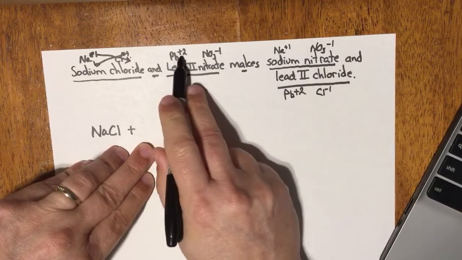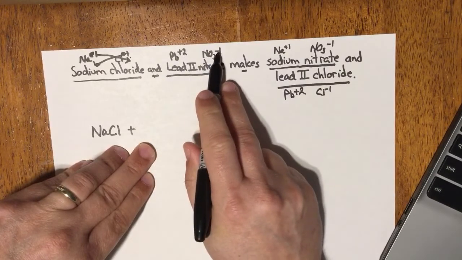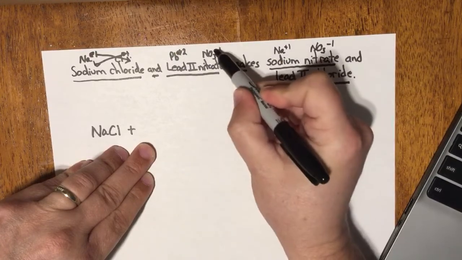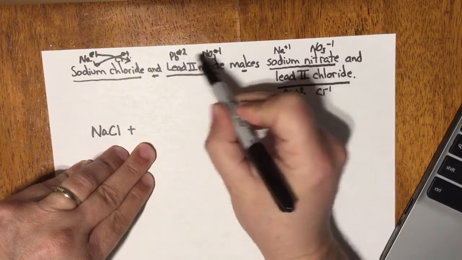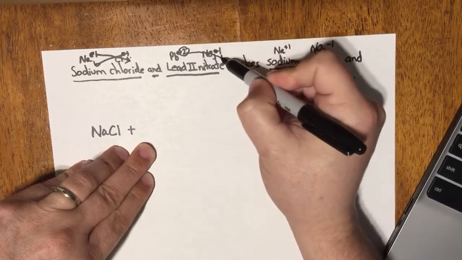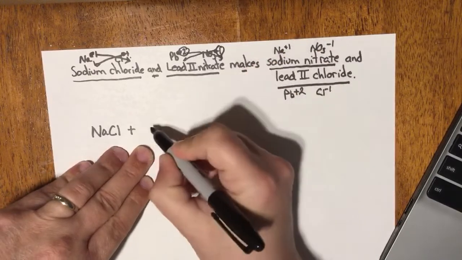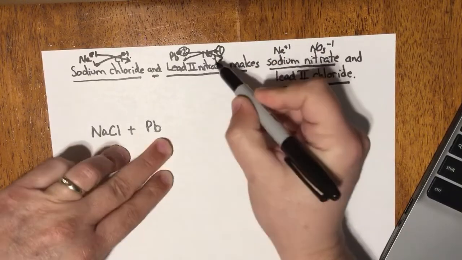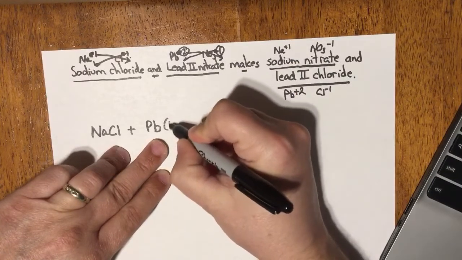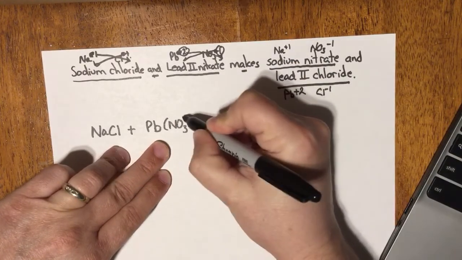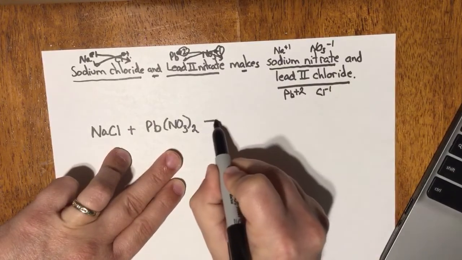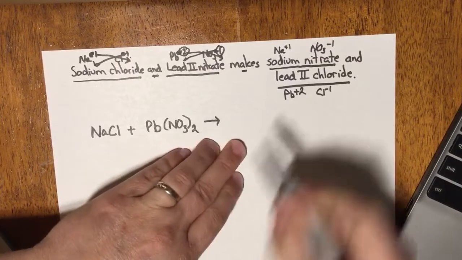Lead 2 nitrate, Pb positive 2 with NO3 negative 1. Right? So we ignore the signs. We try to reduce 1 and 2. That's as far down as we can go. We then crisscross. That 2 goes here. That 1 goes there. So I have 1 Pb, and I have 2 NO3s. I don't want this to look like 32, so NO3 has to go inside. Remember, that's polyatomic. The 2 goes on the outside. Makes, that's going to be our arrow.